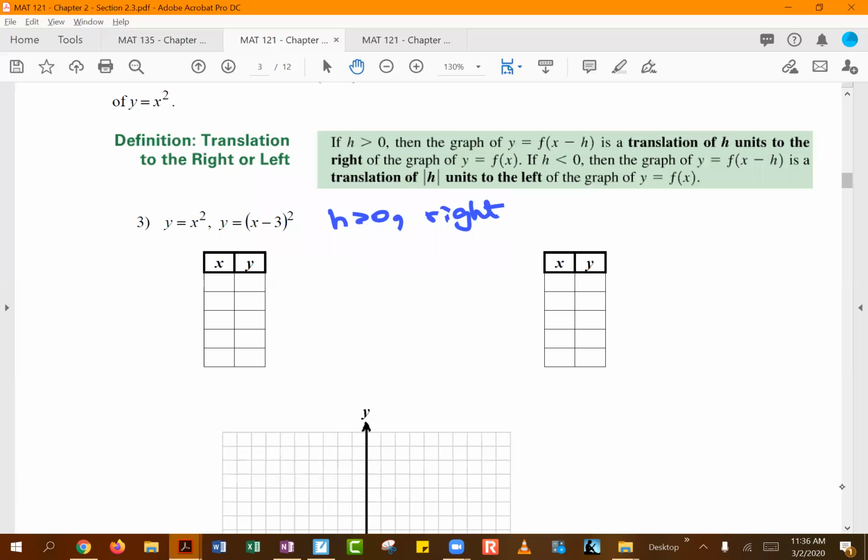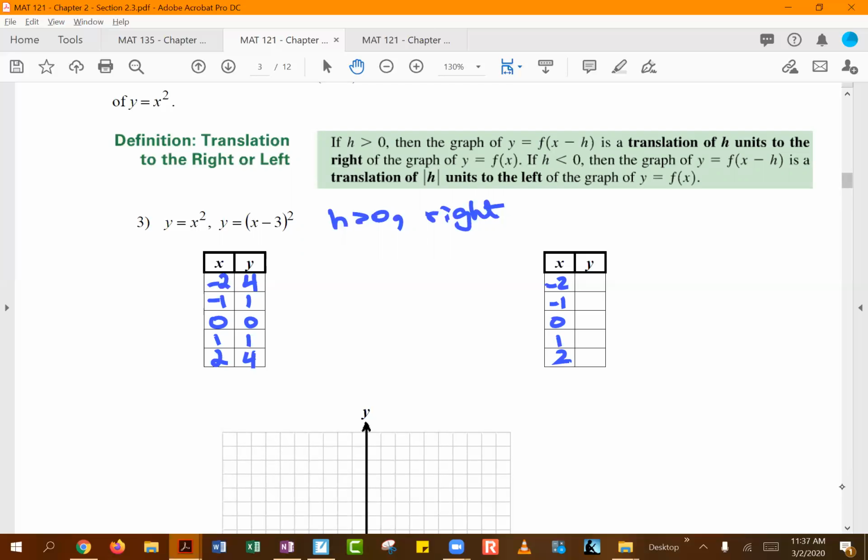So for the x squared, again, I'm going to use those same 5 points: -2, -1, 0, 1, and 2, which will give us obviously the same y values, 4, 1, 0, 1, and 4. And now we're moving our graph to the right. I'm actually going to start out with the same points, but I'm going to show you that we're going to need more points than this.